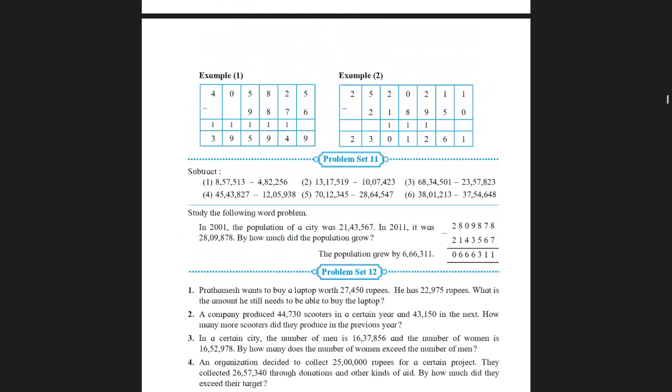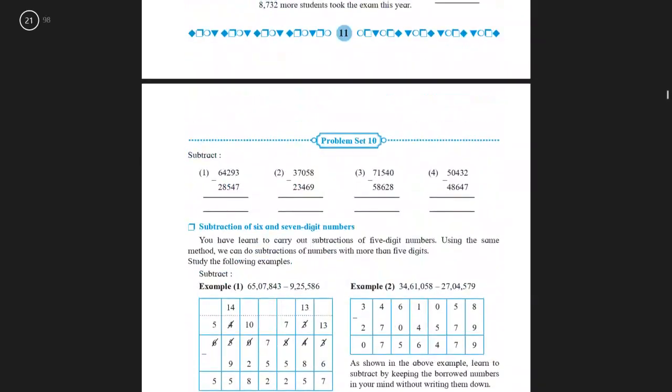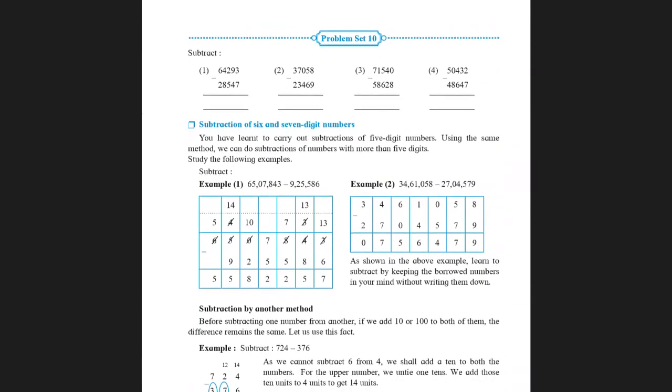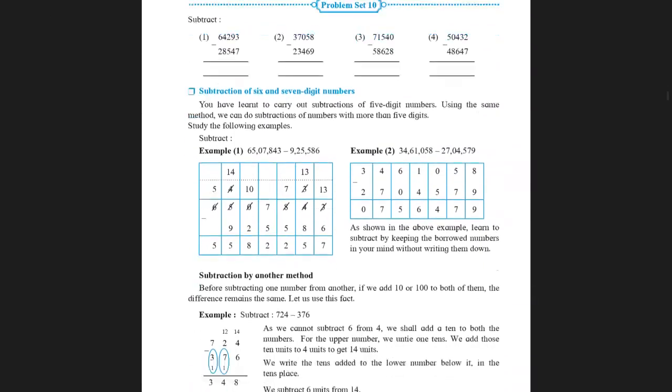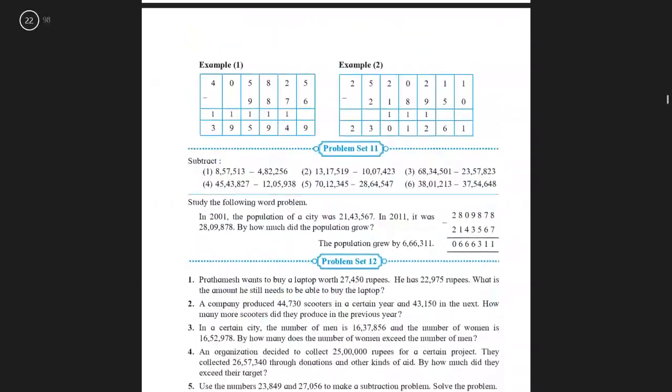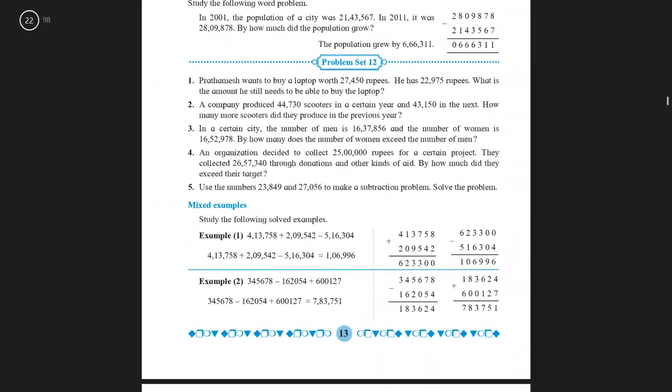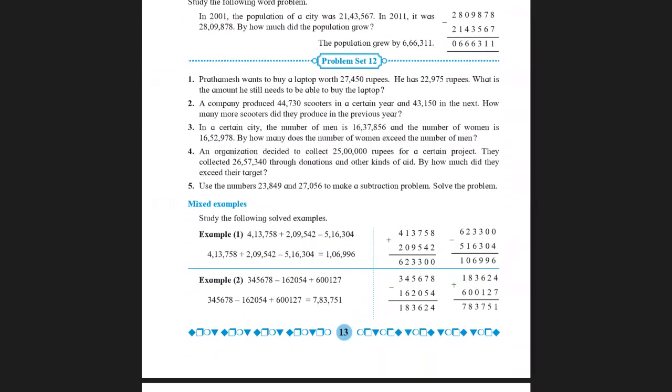So how must you start writing it in your classwork? When you write in your classwork, begin with problem set 10. Solve all these 4 questions. Go to problem set 11. Solve all these 6 questions properly. Then go to problem set 12, write down the question and solve them up to question number 5. Okay.